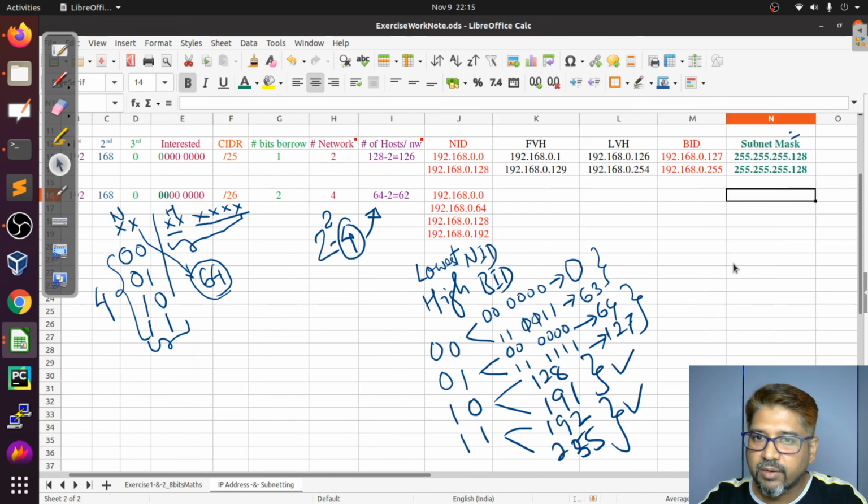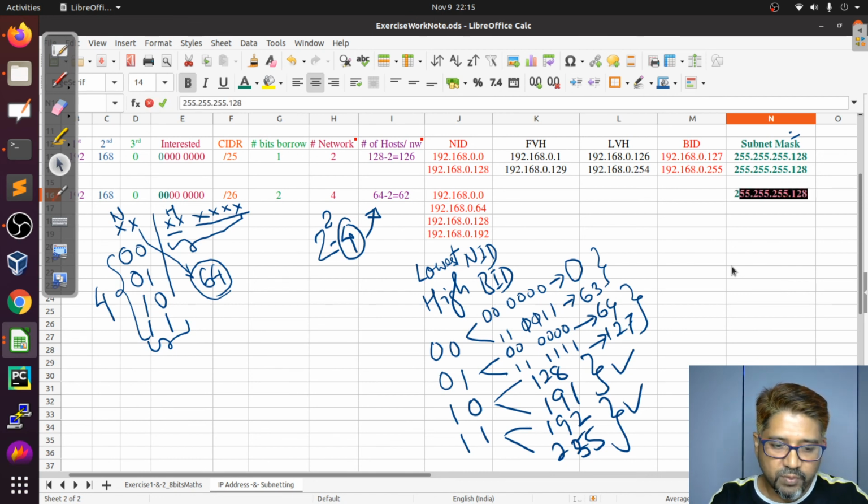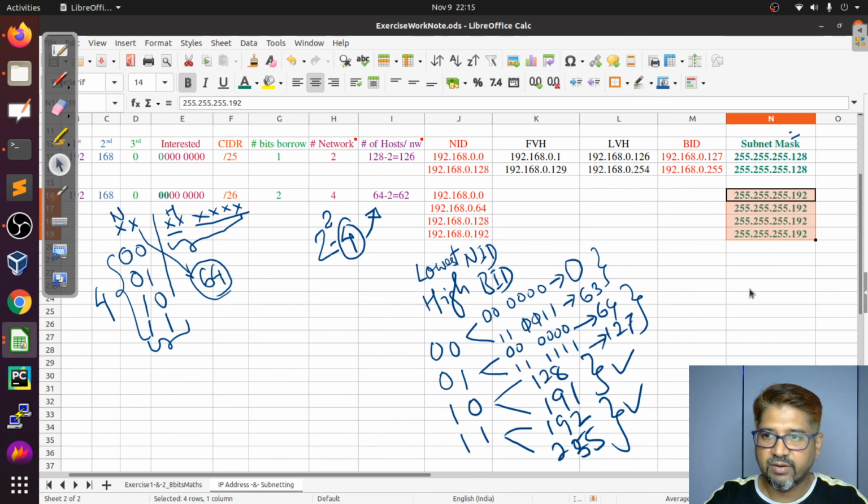So as I said, the subnet mask is the highest network ID. So my subnet mask is going to be 255.255.255.19. That's the easiest way, and the subnet mask is going to be the same for the entire subnet.